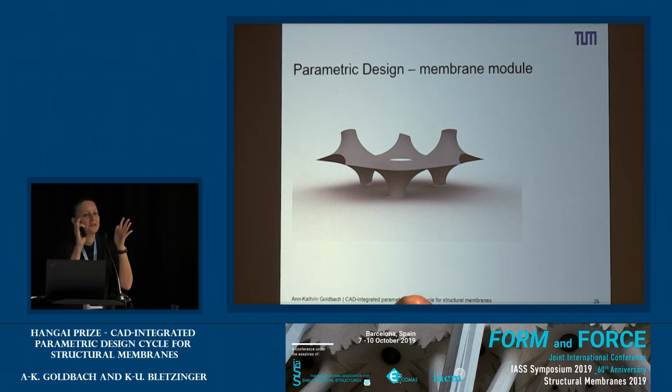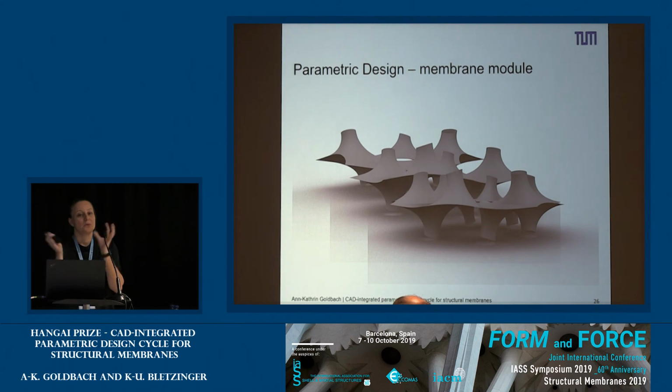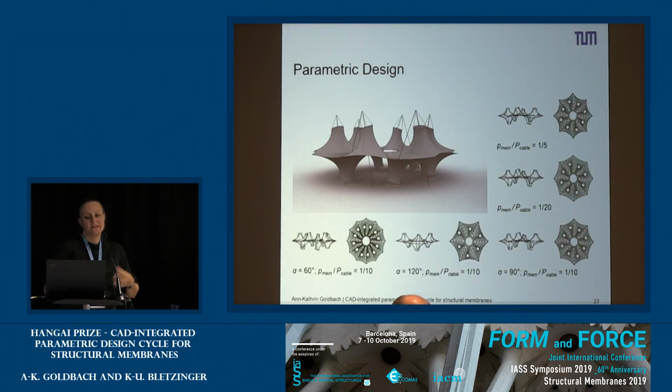And if I make the angle smaller, I still have the same model, the same structure, and don't have to apply new discretization or anything like that, because it's all coming from the NURBS description of my surfaces. And I can just investigate what happens if I have more towers and more low points. And this example is also included in the paper that I submitted for the Hangai Prize this year.